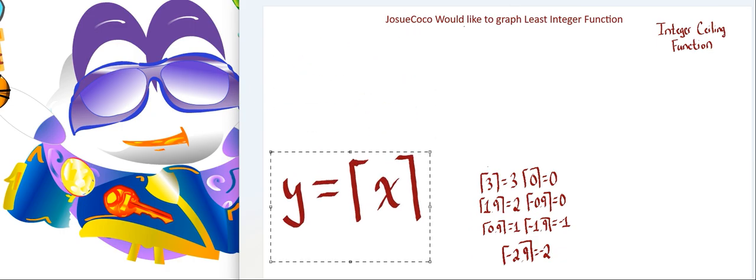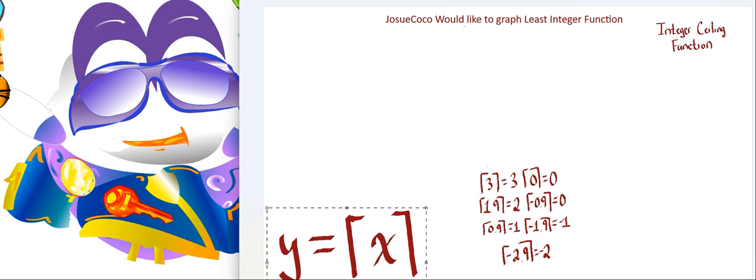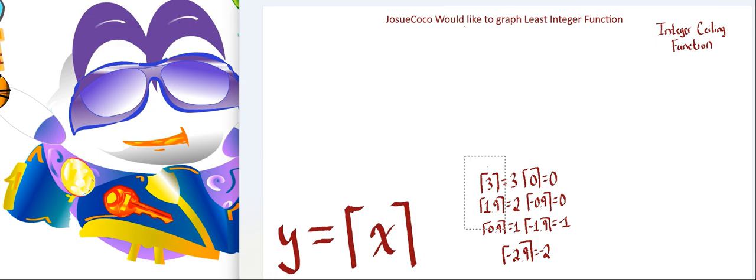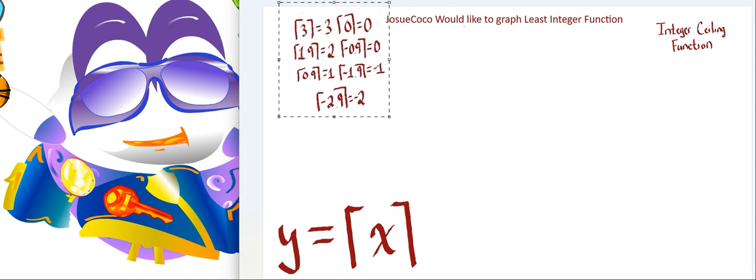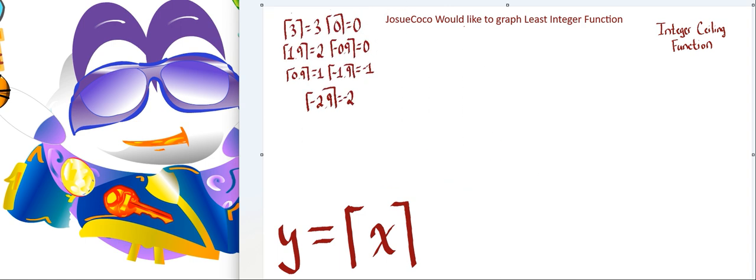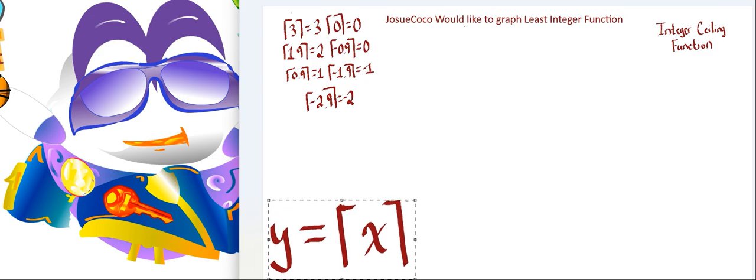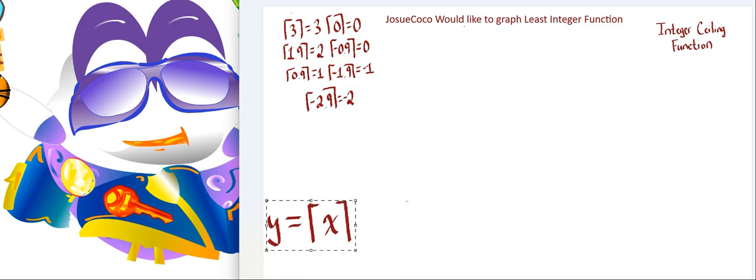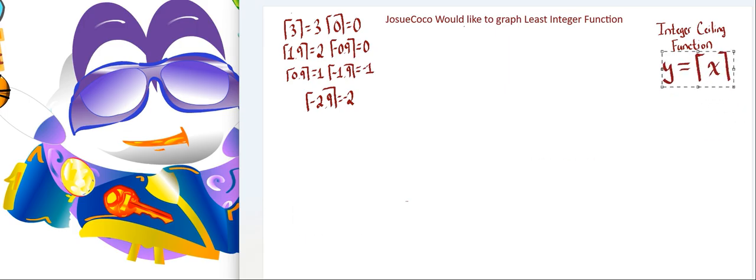Okay, so our next step here is to graph the ceiling function of x. We're going to start off by graphing y equals x, followed by their half open intervals.